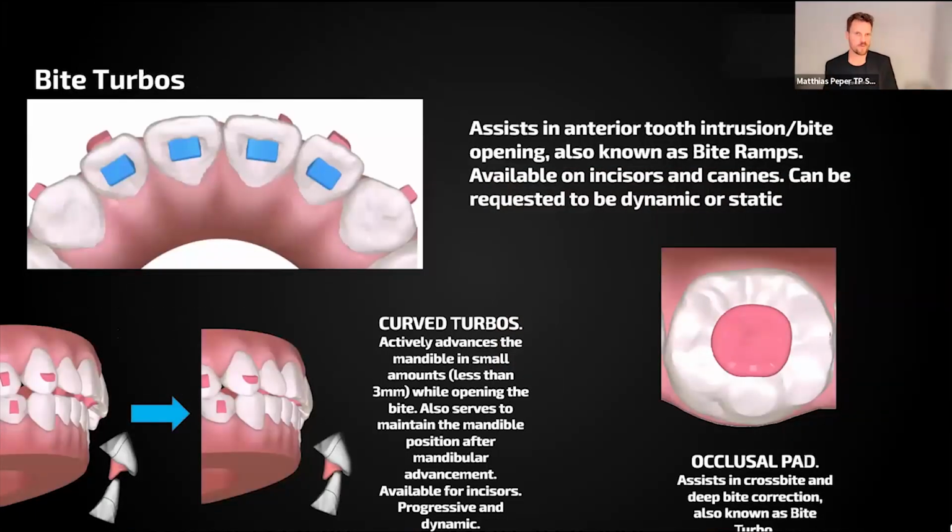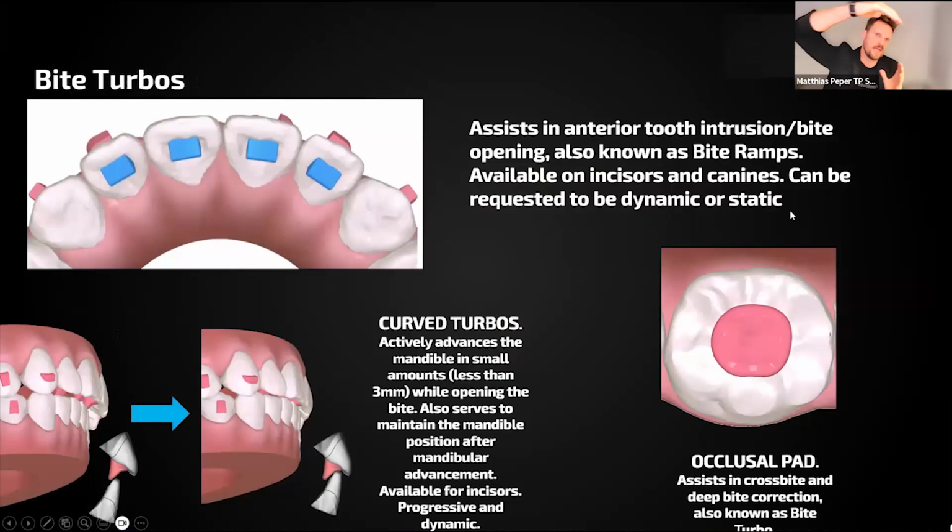We have the bite turbos. It's also interesting. They assist in anterior tooth intrusion, bite opening, also known as bite ramps, available on incisors and canines, can be requested to be dynamic or static. This is something we also know from Invisalign. So we have dynamic or static bite ramps.